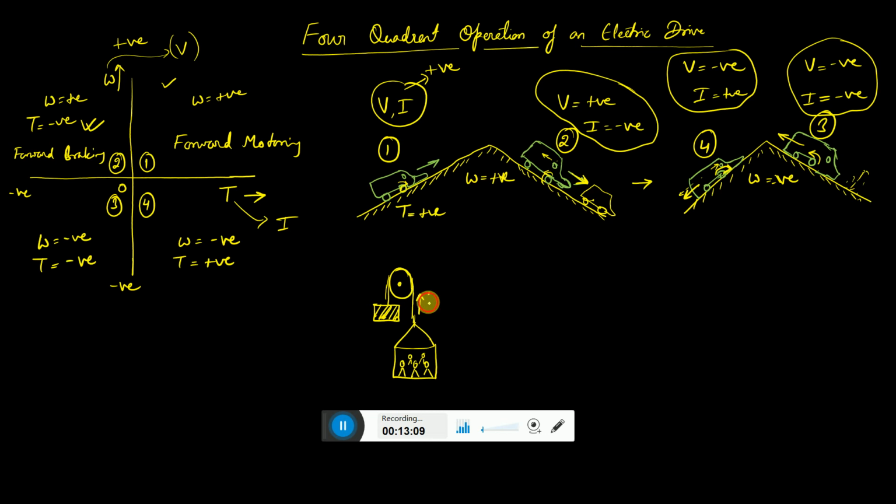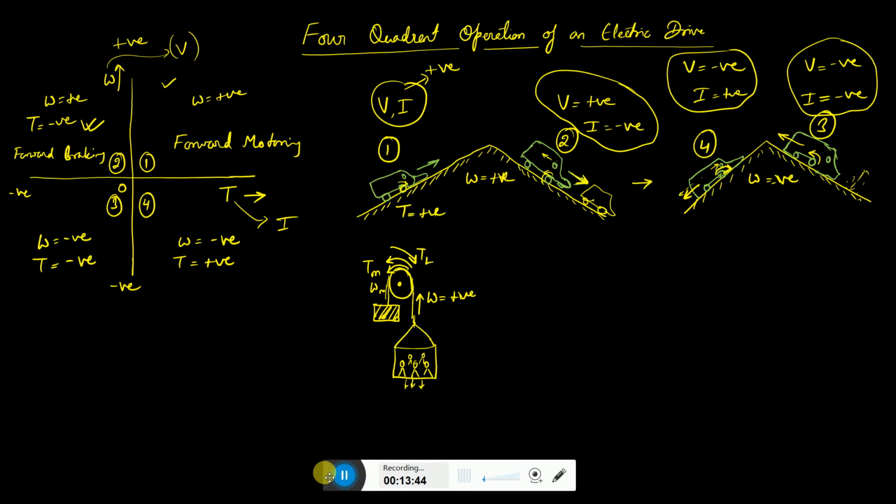So when you are moving it up, you are saying that omega is positive. So the lift is moving up, omega is positive. Obviously the electromagnetic torque will be Tm. It will be moving in the direction of the speed, the direction of the rotation. So your omega m and Tm will be in the same direction. And the load torque, because of the gravity, there is a load torque. And the load torque will obviously be the opposite of the electromagnetic torque.